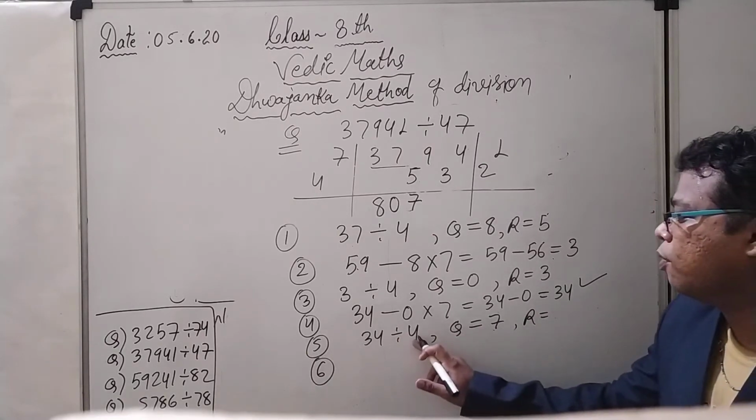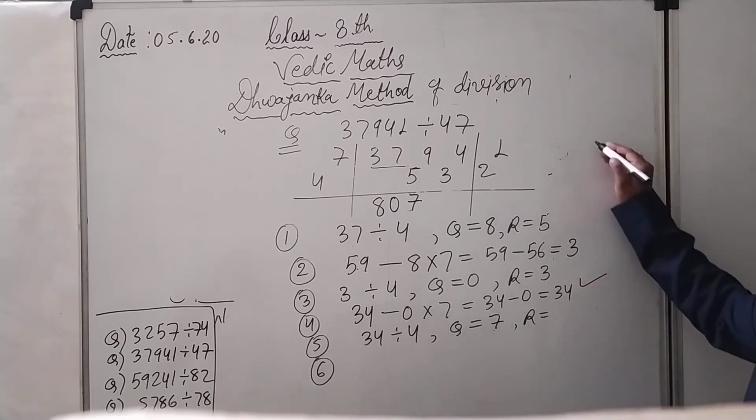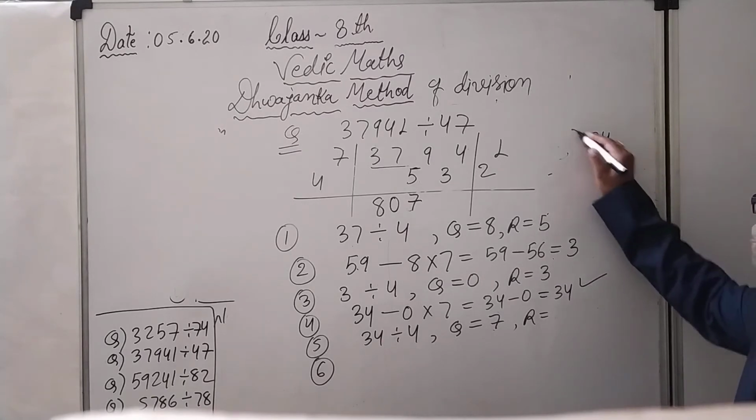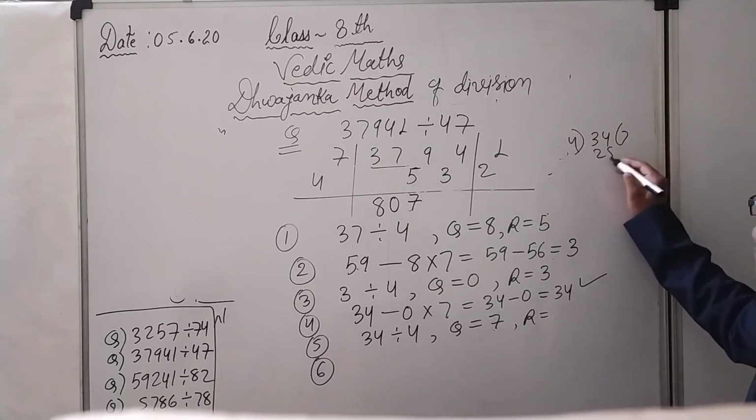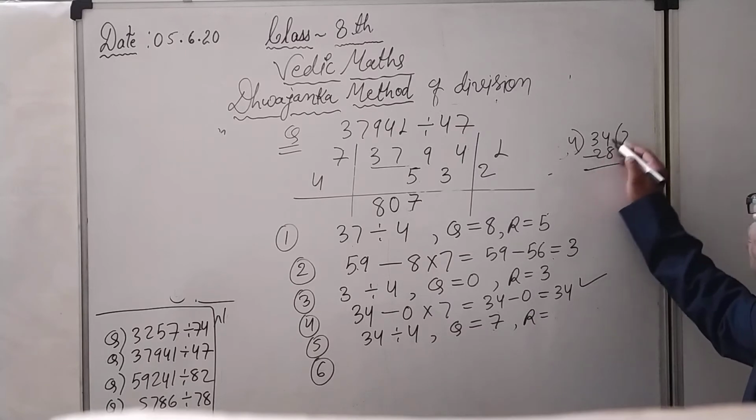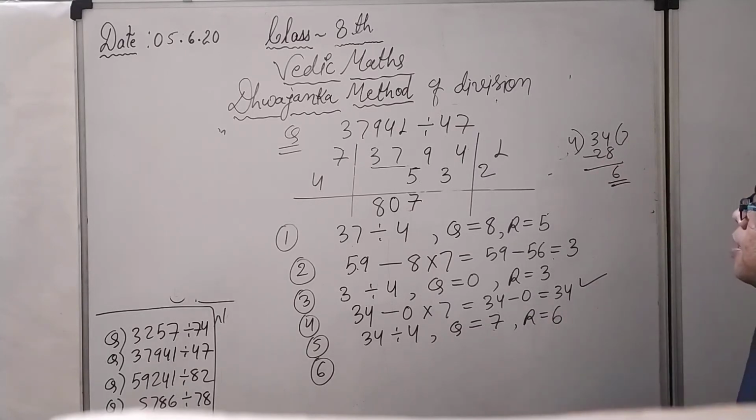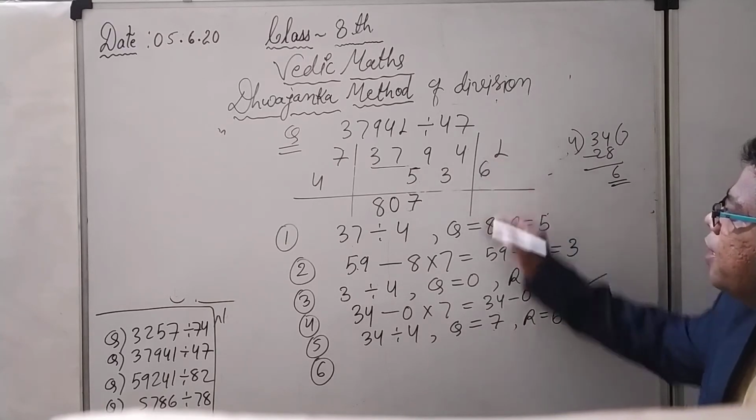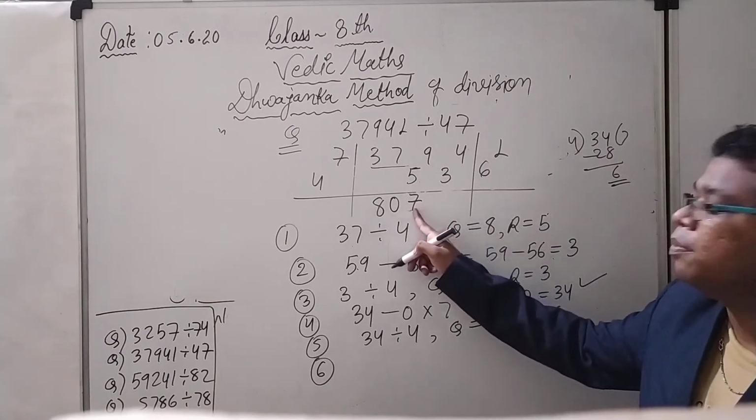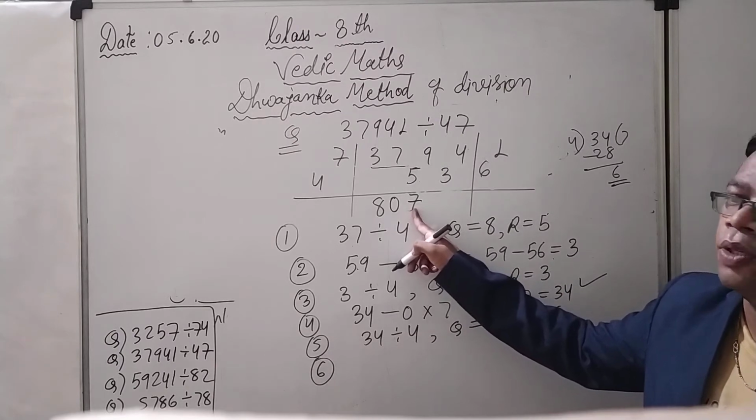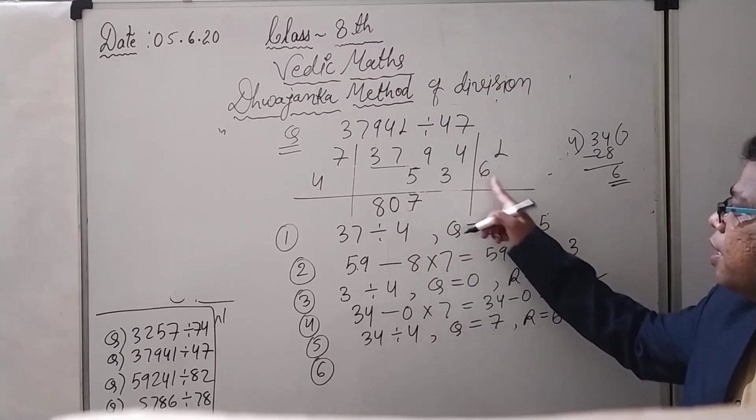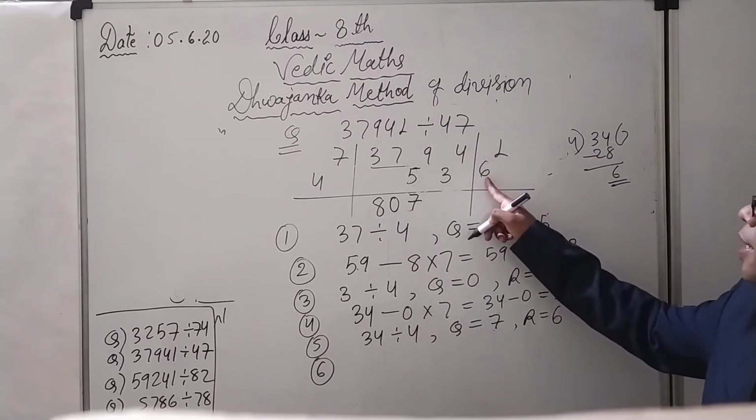So see here, 4 7s are 28, 34, 4 7s are 28, and if you subtract 34 minus 28, what do you get? 6 here. So my remainder will be 6 in this particular case. So here I have to write down 6. So my quotient will be changed here. It is not 8, actually it is 7, and this particular remainder is 6. You can see I am writing down here.